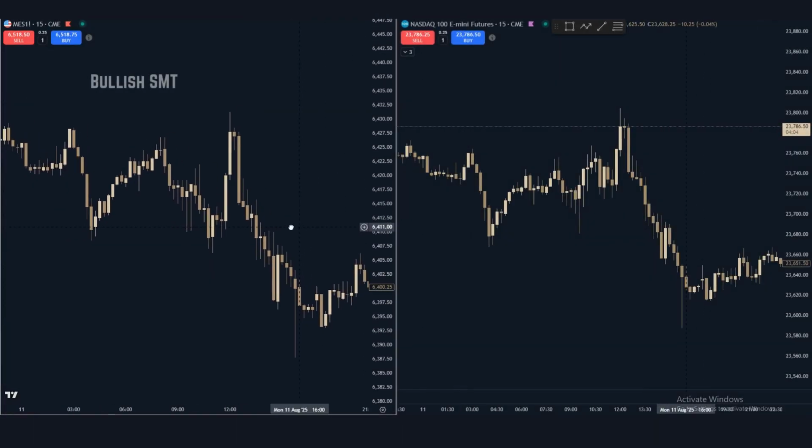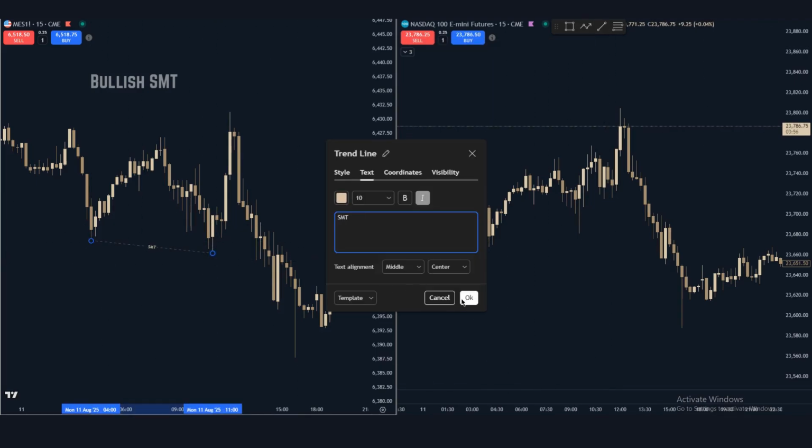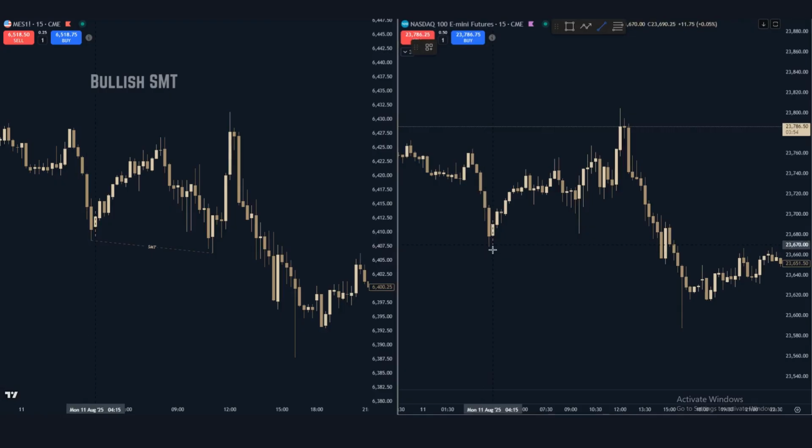NQ. And in this example, we have another bullish SMT. And this one can be a little bit harder to see, but we see that ES was able to take out this low and NQ was not able to take out that low.